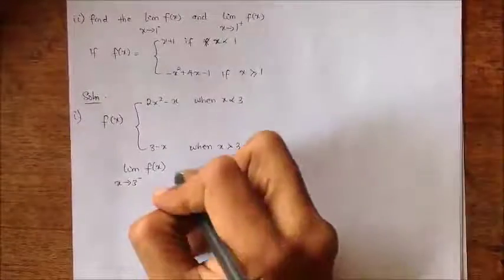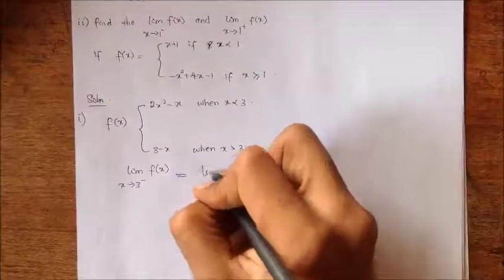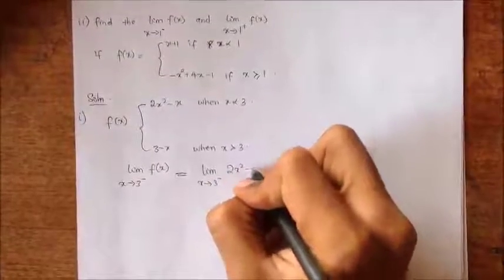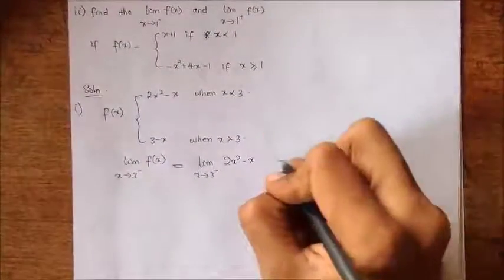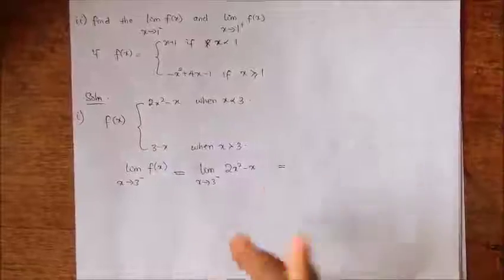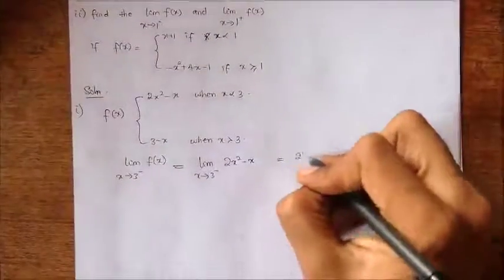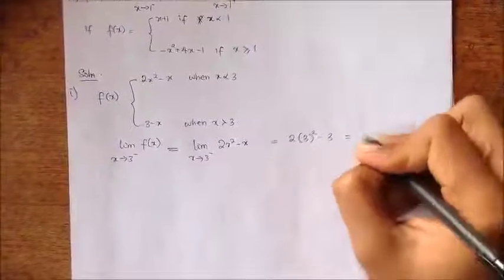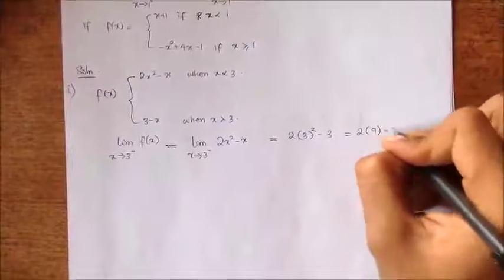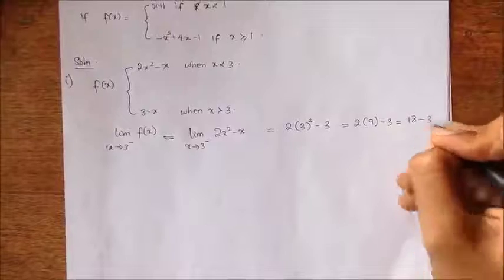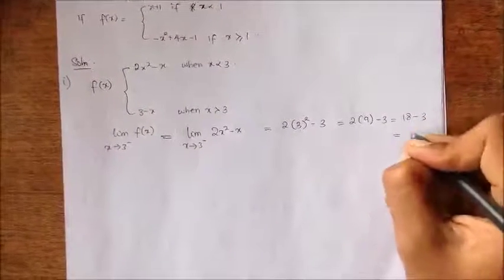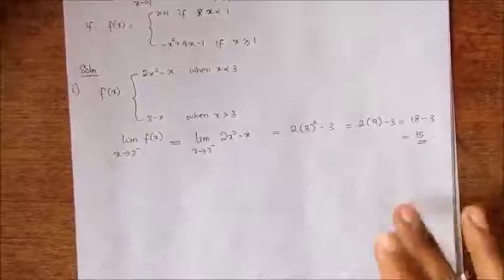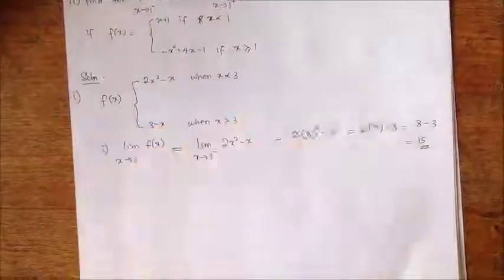So for this, it's the same thing as limit as x tends to 3 of 2x squared minus x. There's no long story here, we just substitute in. So this is going to be 2 times 3 squared minus 3. This is 2 times 9 minus 3. This is 18 minus 3. The answer is quite simply 15. So that's the answer to this. We have found the left-handed limit.